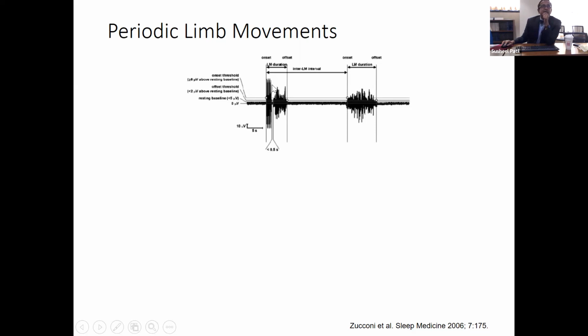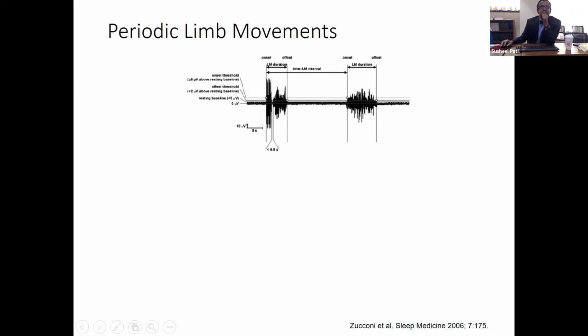And then, the leg movement itself has to exceed a certain absolute threshold above the baseline, which is typically 8 microvolts. And then the leg movement has to last for a certain duration, which is typically at least half a second. And then there's an offset to the leg movement that has to be defined, and that would help terminate the leg movement itself.